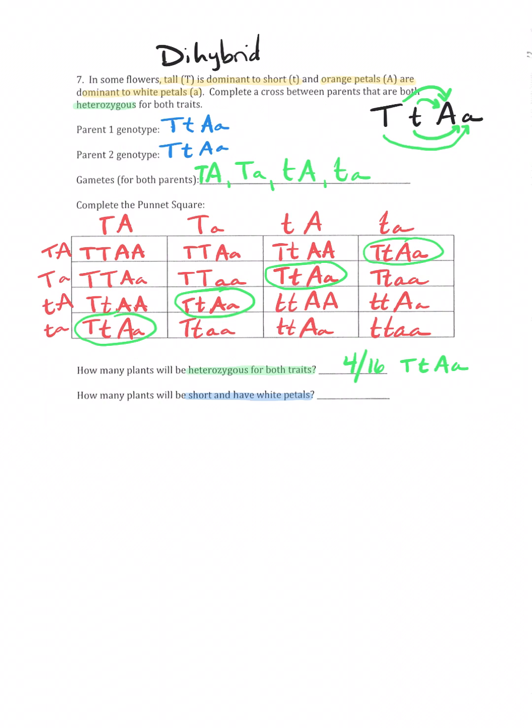The next question says, how many plants will be short and have white petals? So the genotype for short is small t, small t, and the genotype for white petals is small a, small a. So you're looking for this genotype in your Punnett square, and you should find that there is only one individual that has small t, small t, small a, small a as their genotype. So 1 in 16 of these individuals will be short and have white petals.